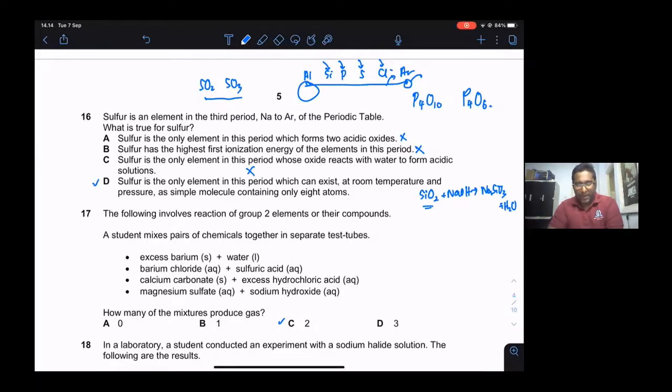Now, sulfur is the only element that can exist at room temperature as a simple molecule containing 8 atoms. Yes, correct. Sulfur is the only one that can exist in this form. Phosphorus, on the other hand, can exist as P4. Chlorine can exist in the form of Cl2. So this is additional knowledge. Therefore D will be the answer.